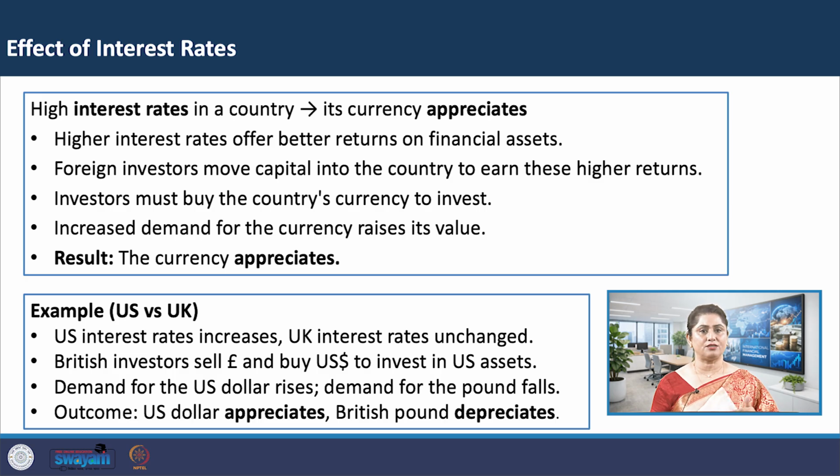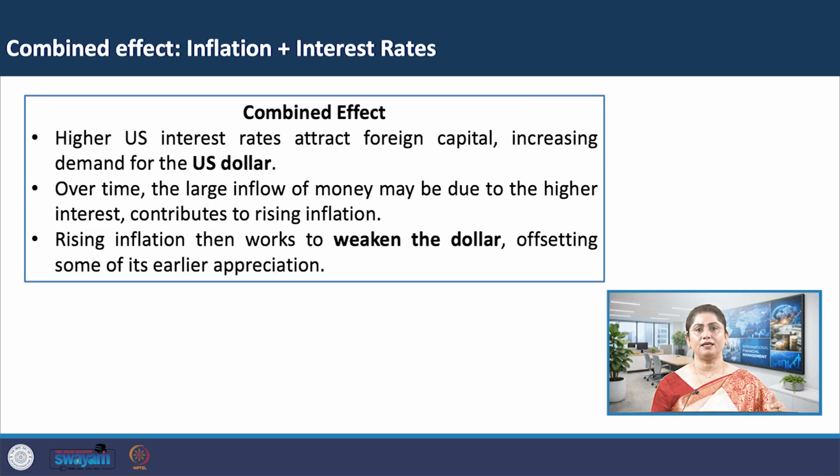As many investors do the same thing, demand for the dollar increases and demand for the pound falls. The higher demand pushes up the value of the dollar, while the pound tends to weaken. What is the result? The US dollar appreciates and the British pound depreciates. So, higher interest rates have strengthened the dollar. And now, the combined effect.